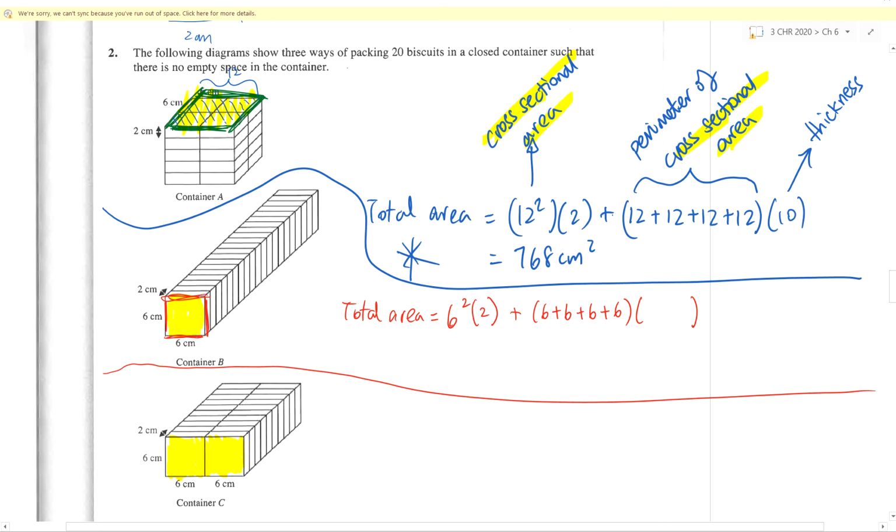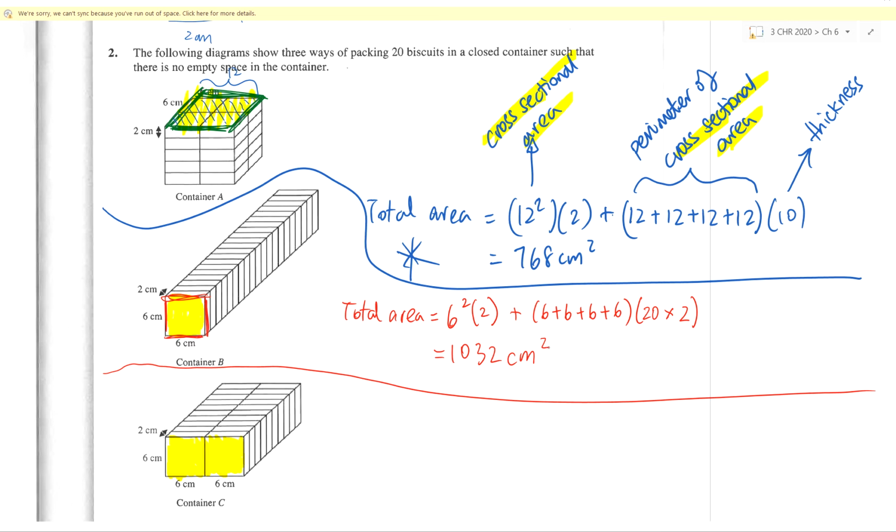The thickness goes here. If one piece is 2 cm thick, I've got 20 biscuits. 20 times 2 cm. And here is my surface area. 1032 square centimeters. If you have to choose, will you choose container A or container B?